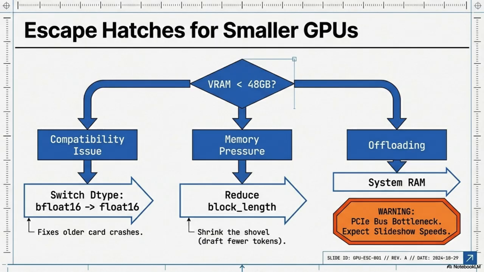The author has this great line that stuck with me. CUDA OOM, out of memory, is not a personality test, it's just arithmetic. You can't charm your way out of it. It fits or it crashes. But why? Why does a mini model need that much RAM?